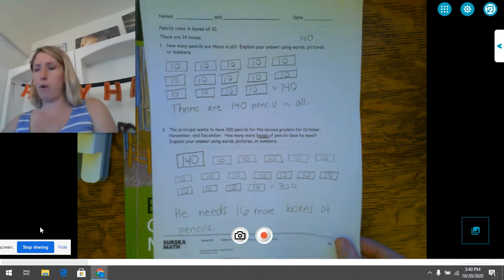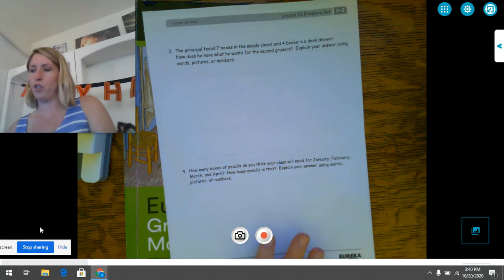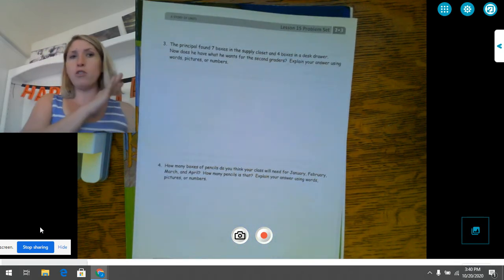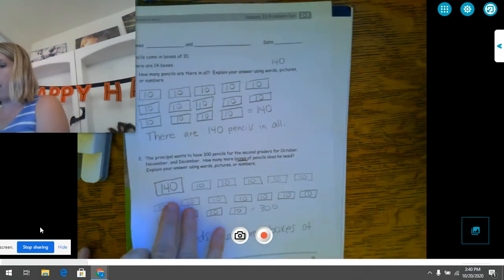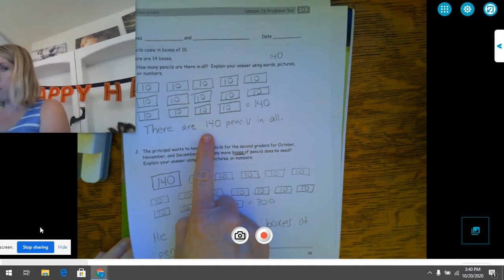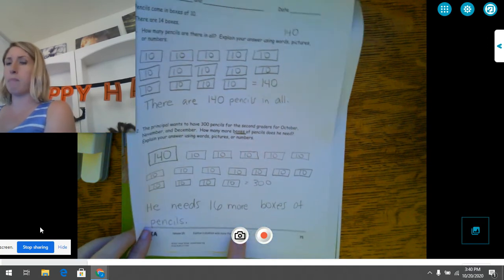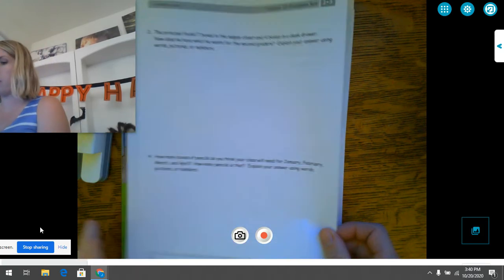Let's pancake flip it over to the back side. And we have 2 more questions. Okay, so now you have to remember that information from the first 2 problems to answer these next 2 problems. So remember that we have 140 pencils and the principal wants to have 300. So we decided he needs to buy 16 more boxes of pencils to have the 300 that he needs.